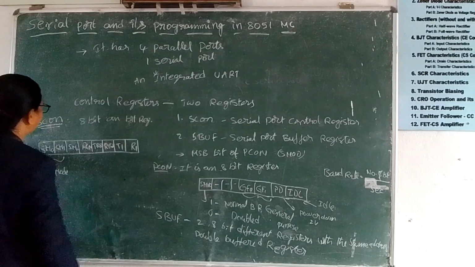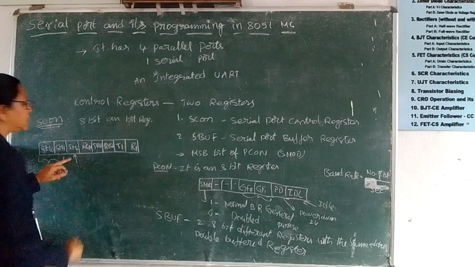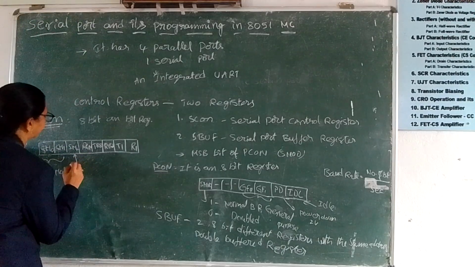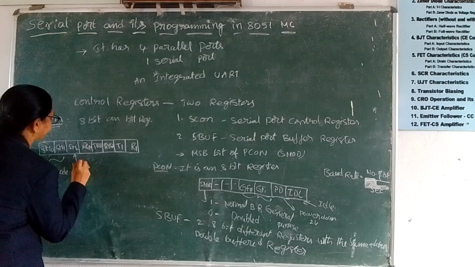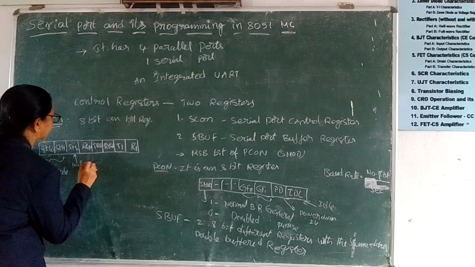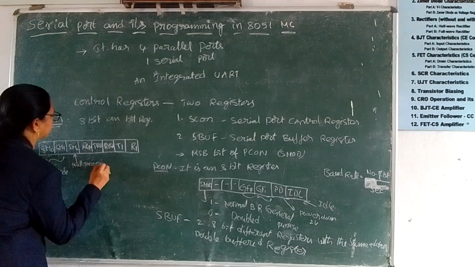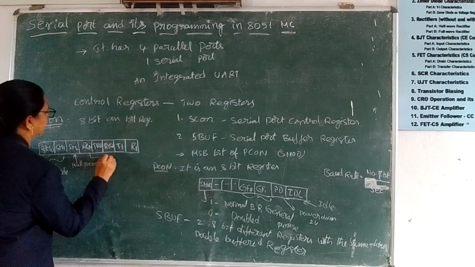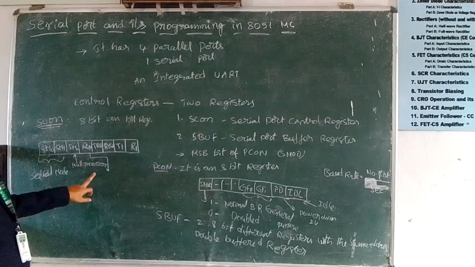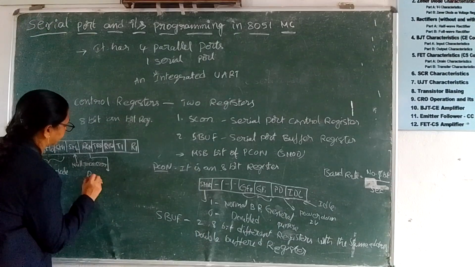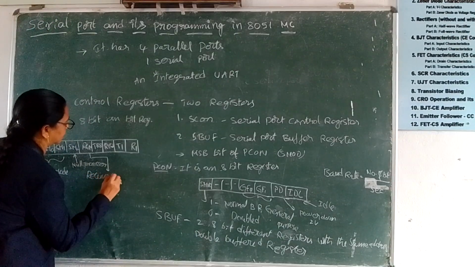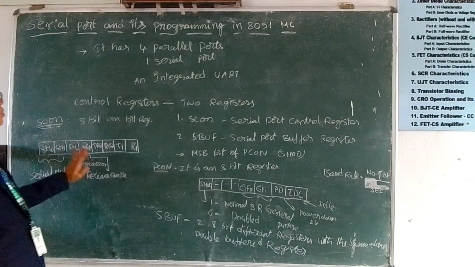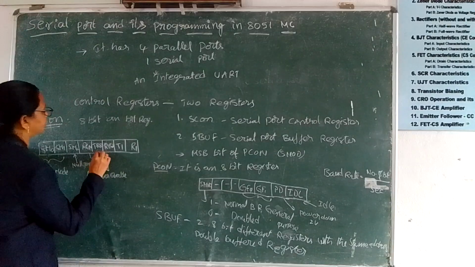Serial mode bits. These modes will be discussed later. This is used for multi-processors. And this is the receiver enable. This bit can be set by the programmer to receive or transmit data.